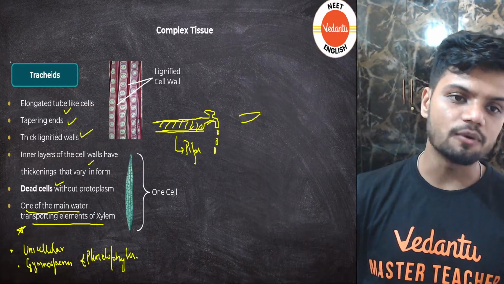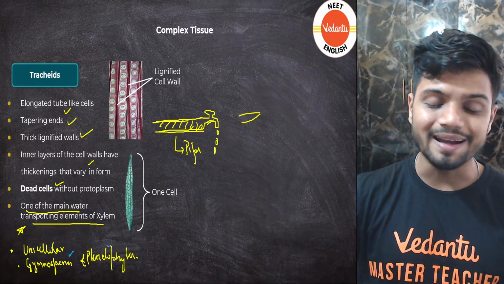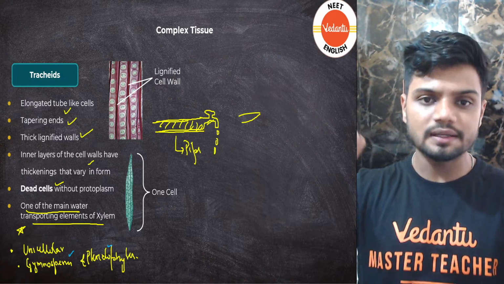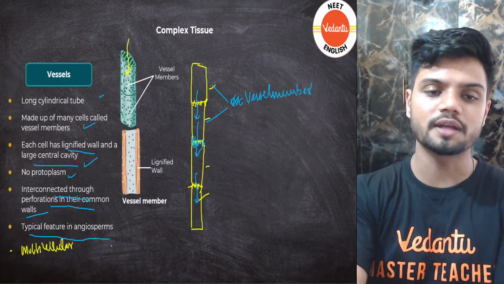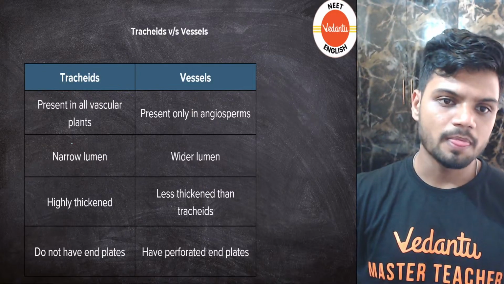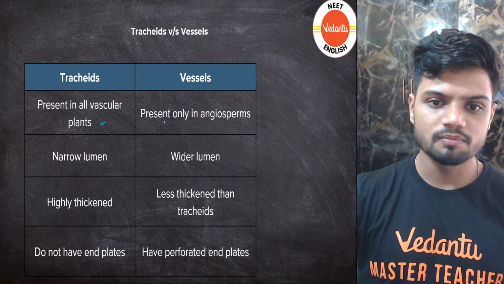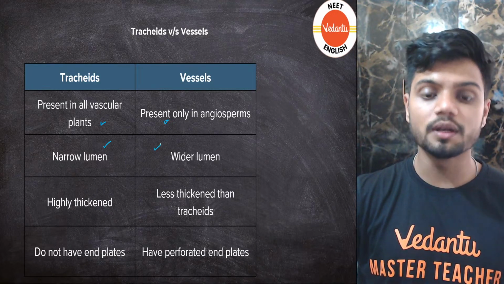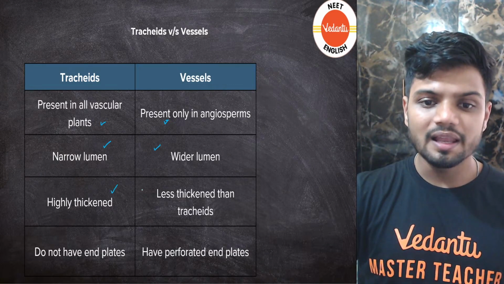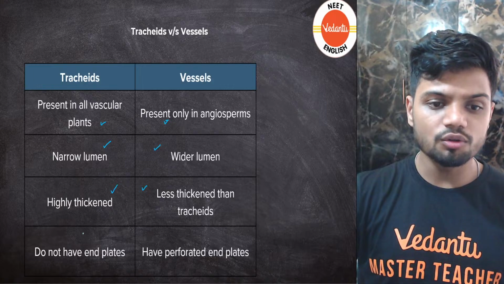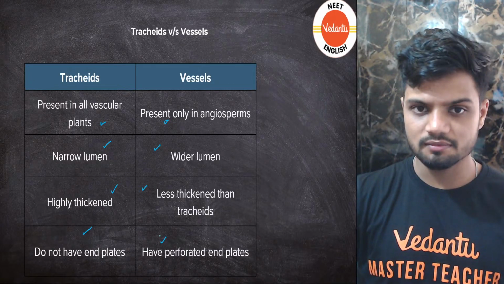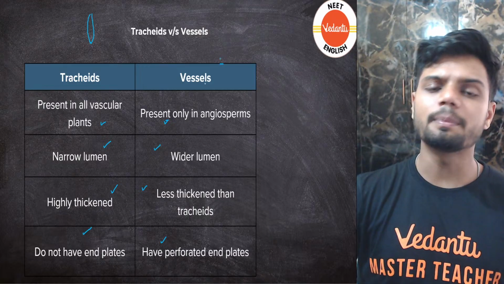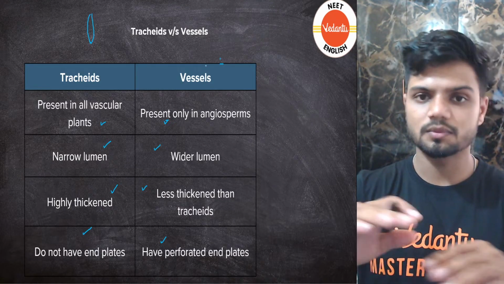Your tracheids are found in the case of gymnosperms and pteridophytes. That's all. Tracheids and vessels, done. Nothing else you should know about tracheids and vessels. See, comparison: present in all vascular plants, present only in angiosperms. Narrow lumen, wide lumen. Highly thickened, less thickened than tracheids. Do not have end plates, have end plates. Here we also have tapering ends, non-tapering ends in the case of vessels.